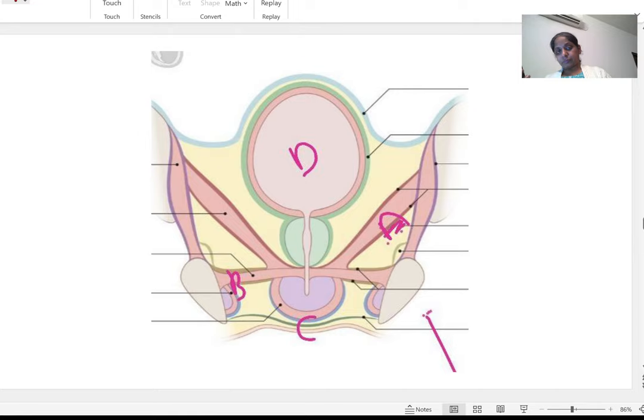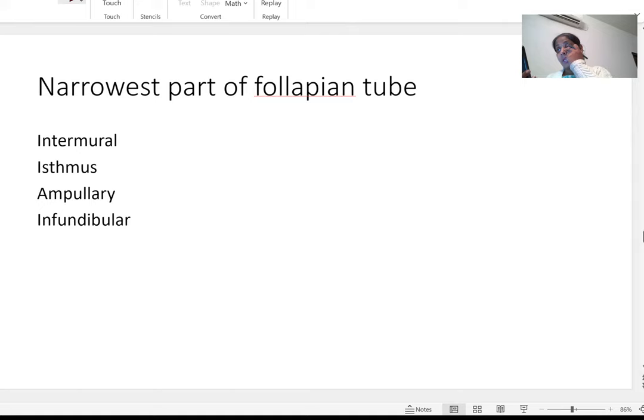Very good. What does this A stand for? Which muscle is this? Levator ani. Very good. This is the main support of the uterus. Very good. That's all about images. Now let us do the questions.